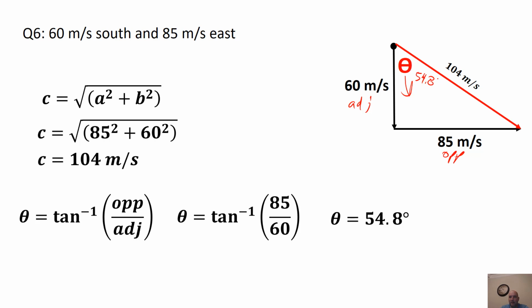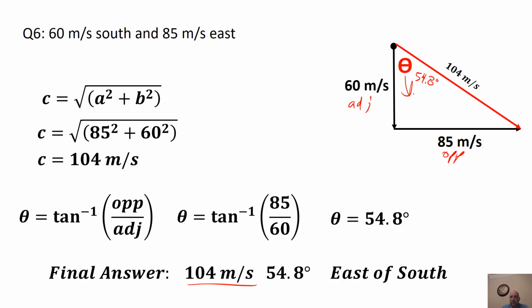54.8 degrees. And now we're ready to come up with the final answer: 104 meters per second. There's our magnitude, 54.8 degrees. And then it's going to be to the east of south.